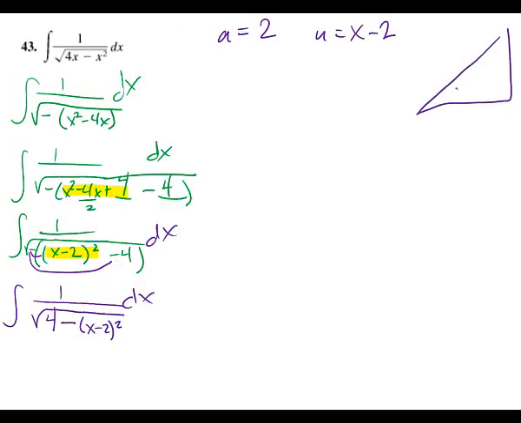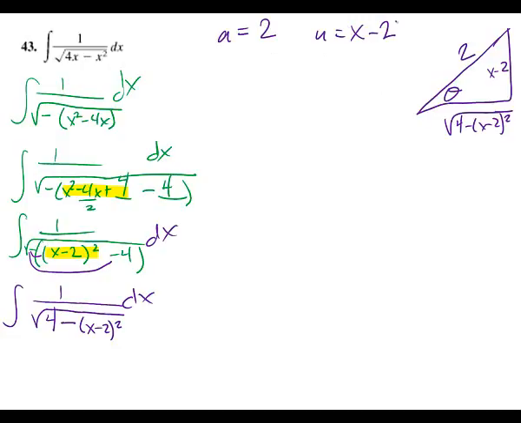I have the number minus a variable. So which row is that? It's the secant row? Are you sure? It's the sine row, isn't it? Okay, so what's going to go on the hypotenuse? 2. And on the opposite leg? Good. And then on the adjacent leg? Radical, so 4 minus x minus 2 squared.